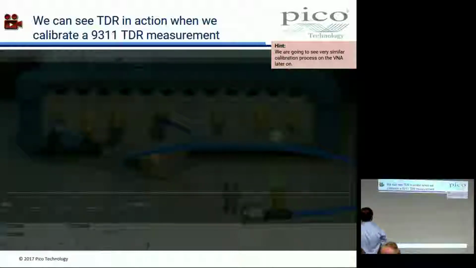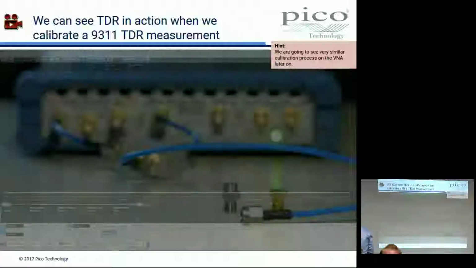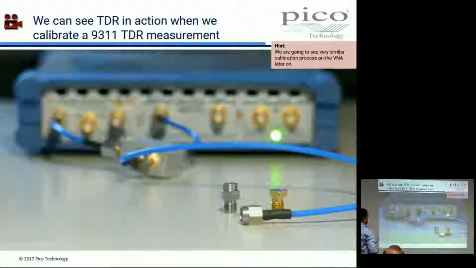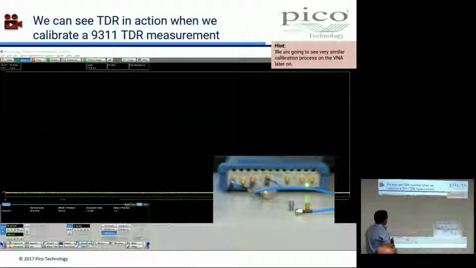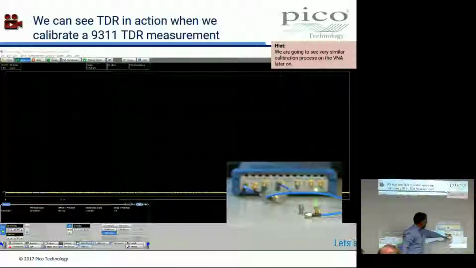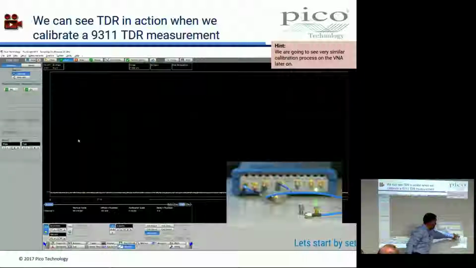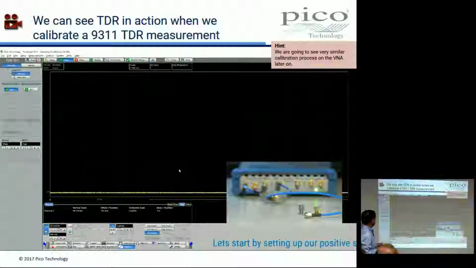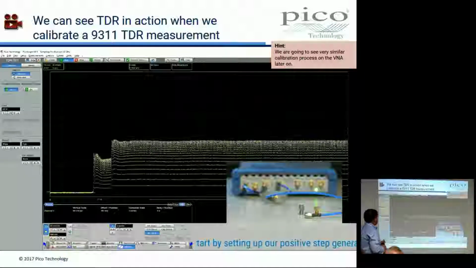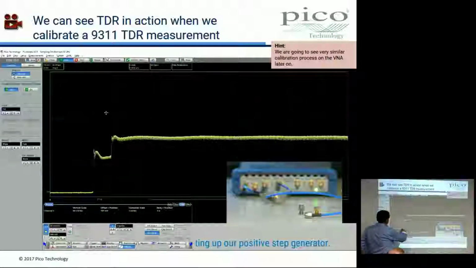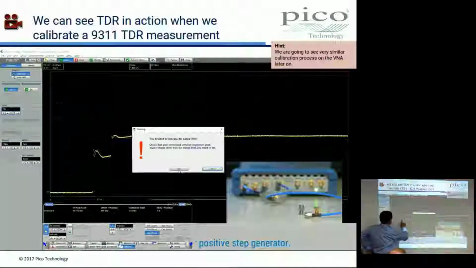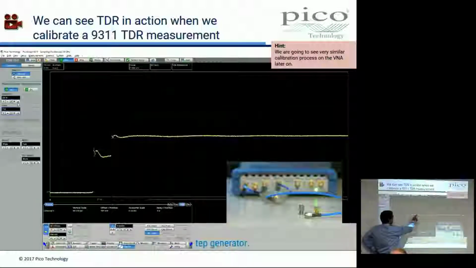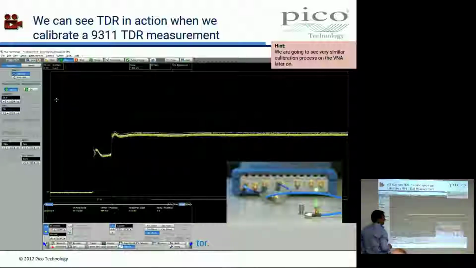We can see all of this in action when we calibrate a 9311. Let's just do a calibration on a 9311. I'm going to do a TDR calibration, and I've got a load, a known load, and a short. What we do is set up our pulse level. So we turn on our pulse, and straight away we can see open end, we can see voltage steps to a value at some time later.